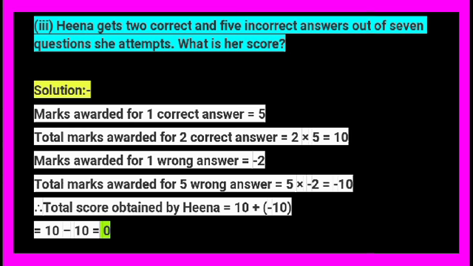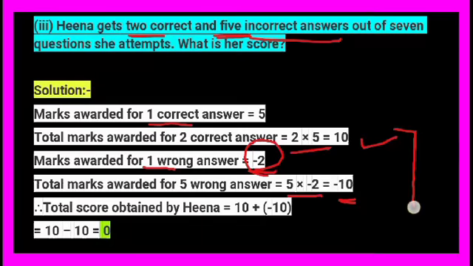So first of all, we find out marks for the correct answer, and we have 5 marks for one correct answer. So we will multiply it with 2 correct answers. So 2 multiplied by 5 is equal to 10. Now we know that there are minus 2 marks for one wrong answer. So we will multiply it with incorrect answers. So there are 5 incorrect answers. So 5 multiplied by minus 2 is equal to minus 10.